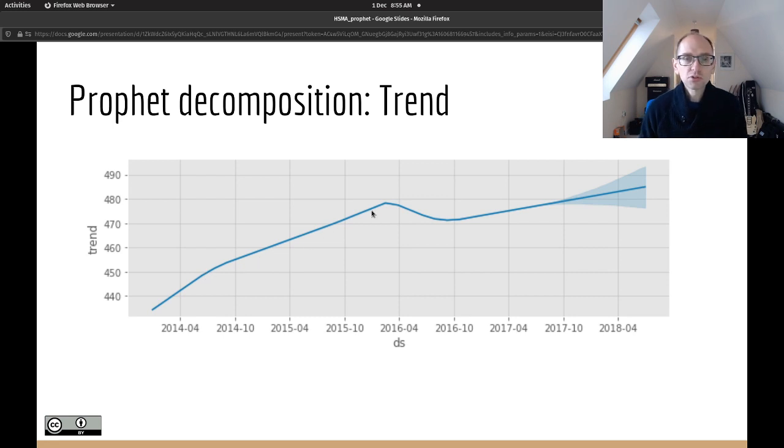So what Prophet will have done is, first of all, it would have allocated a large number of potential change points in the data.